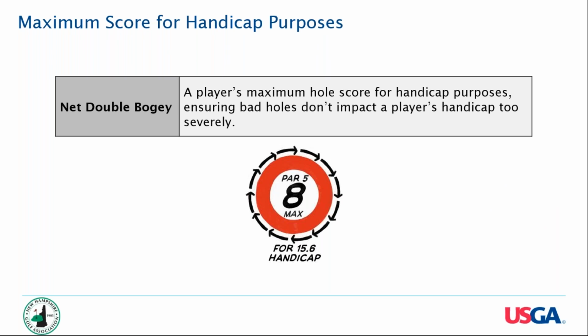Maximum score for handicap purposes. This is a new term. It is net double bogey. This is replacing equitable stroke control that we know from before. We'll get into this a little bit.